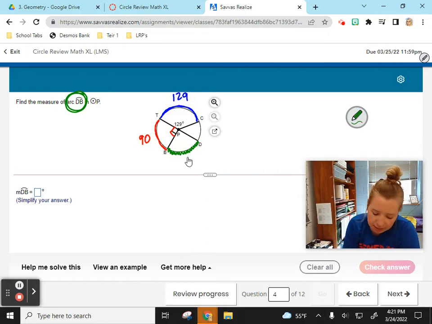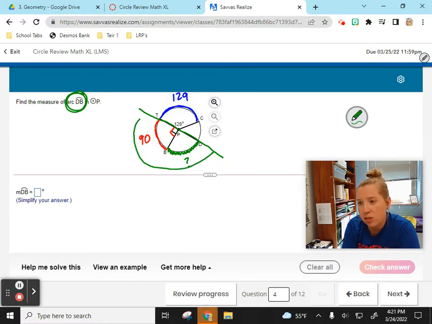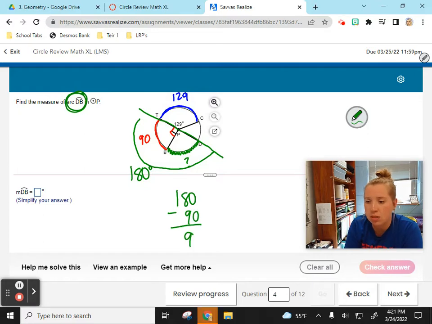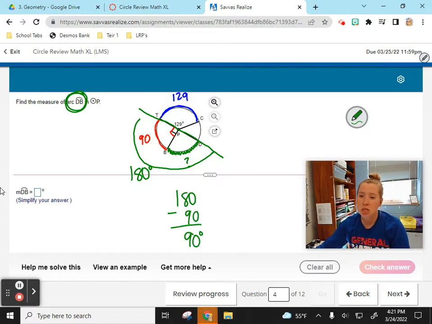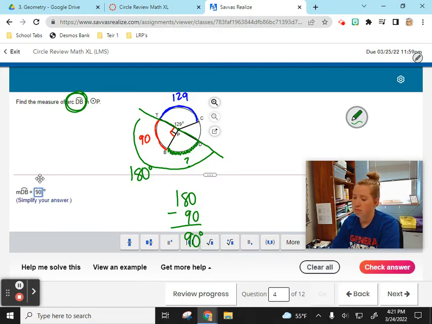So my strategy to find this green section, that's my question mark, is by looking for a semicircle. And I see that I have a straight line cutting through here, which means this semicircle, or that straight line, has a degree measure of 180. So if the total is 180 and one little section of it is 90, then when we subtract those two numbers, our final answer is 90 degrees.